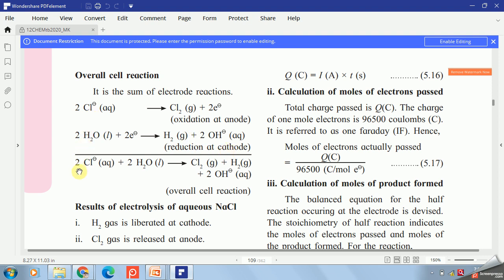Combination of these two reactions gives 2Cl⁻(aq) plus 2H₂O(l) gives Cl₂ gas plus H₂ gas plus 2OH⁻(aq). The 2 electrons get cancelled. This is the overall cell reaction. Notice the result of electrolysis: hydrogen gas is liberated at the cathode and chlorine gas is liberated at the anode.